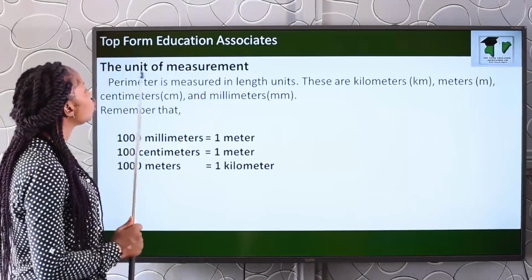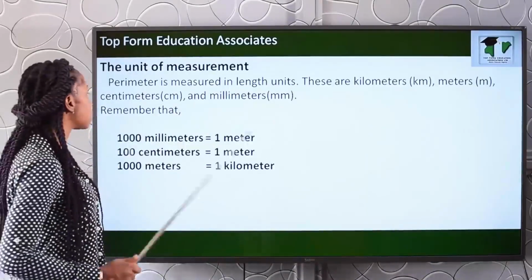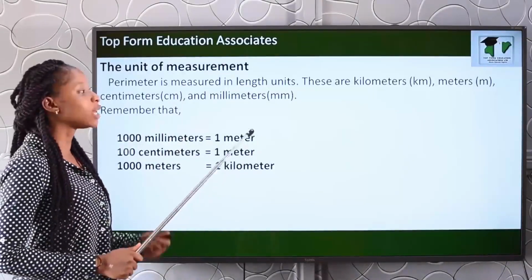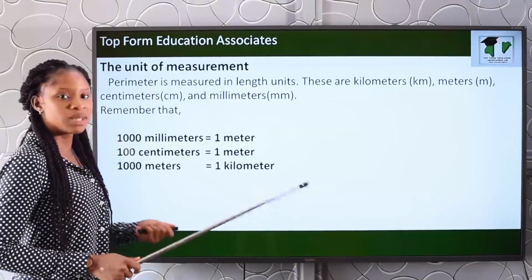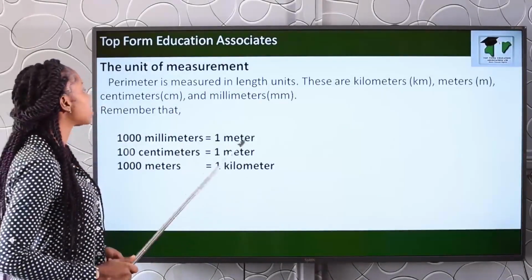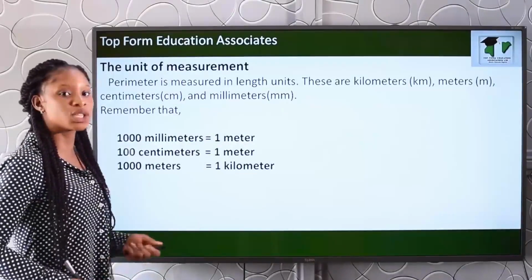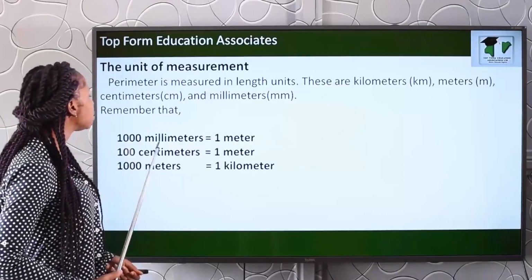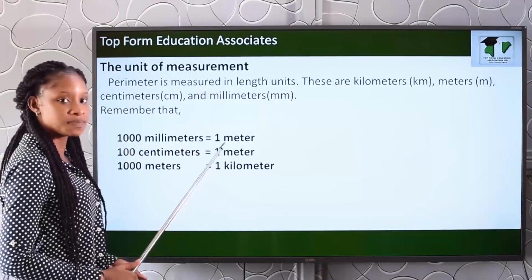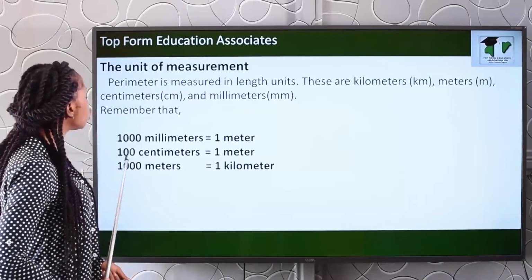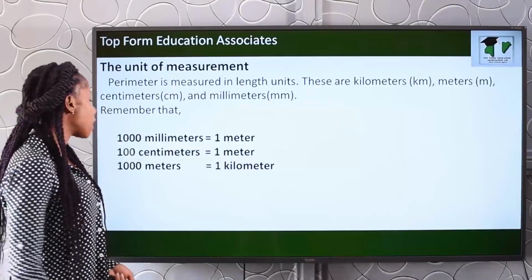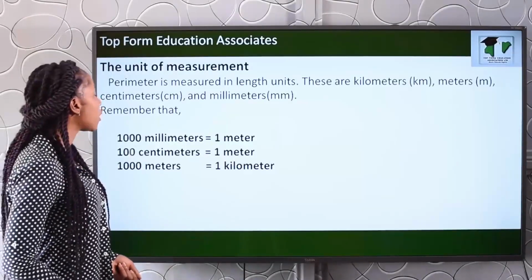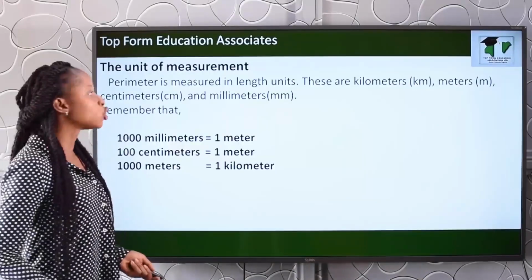Now, let's go to the units of measurement for perimeters. Perimeter is measured in length units. When we're talking of length units, we are referring to kilometers, meters, centimeters, and millimeters. Let's not forget that 1,000 millimeters make 1 meter. I hope you can still remember 100 centimeters make 1 meter and 1,000 meters make 1 kilometer. All these units will be very important in the course of our lesson today.